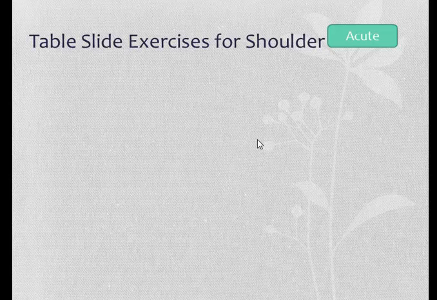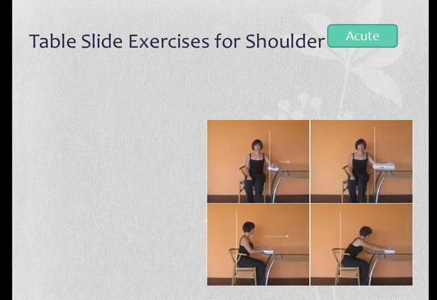Some other things that I can maybe do at this phase is table slide exercises for shoulder. So I'm going to have him sitting on a chair, and the table is right there for him, and then I have a towel right there on the table. So what I can ask him to do, and I actually cannot do this one in particular because this is external rotation and he's not allowed to do it at this phase yet. But look at this one, okay?